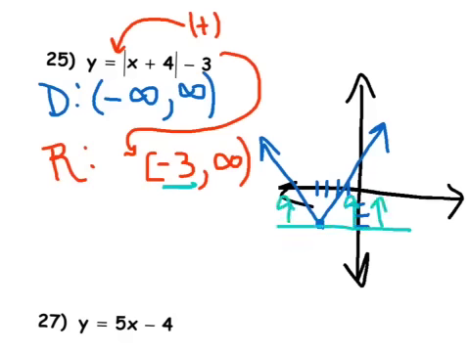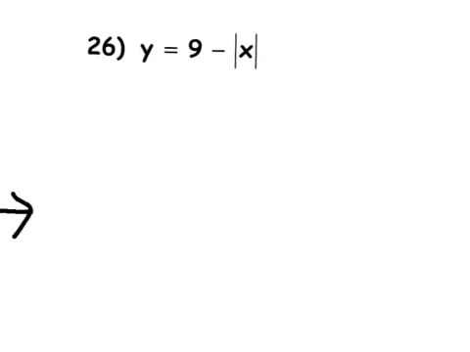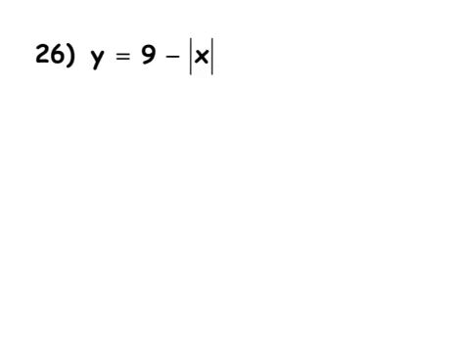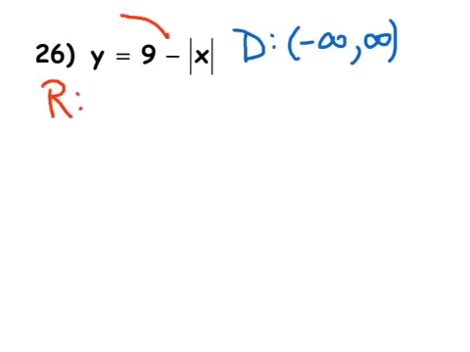Okay, let's try number 26, because that one's a little bit tougher, because the V shape actually is going to turn out to open down. So domain, let's get that out of the way. Domain is always negative infinity to infinity for an absolute value equation, also for a quadratic, also for the equation for a line. The range, on the other hand, I'm noticing a negative in front of the absolute value. That means our V is going to open down. That means that our V at its tallest is 9.